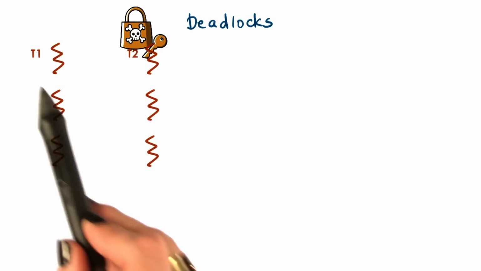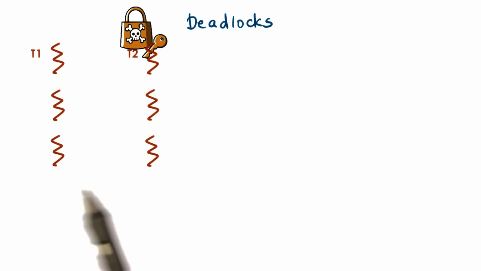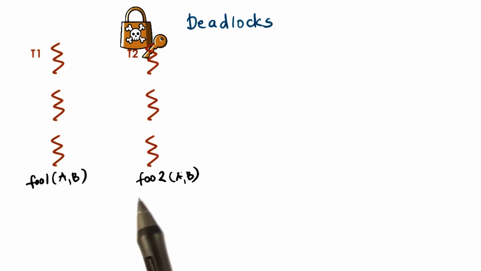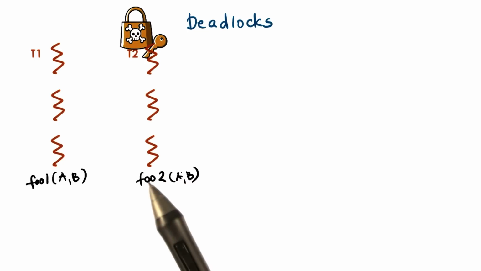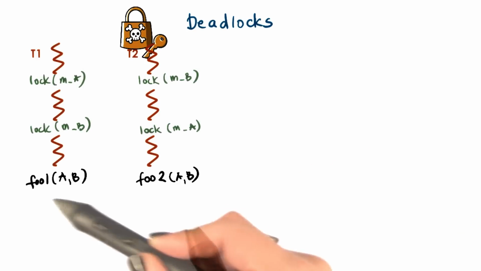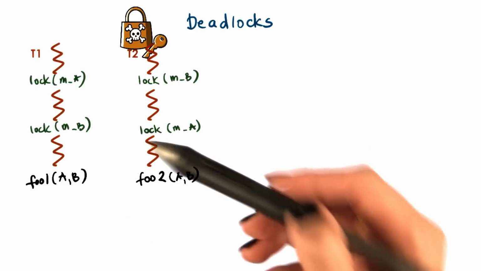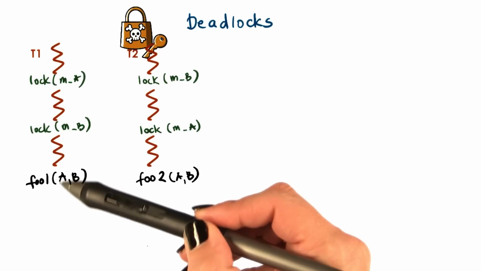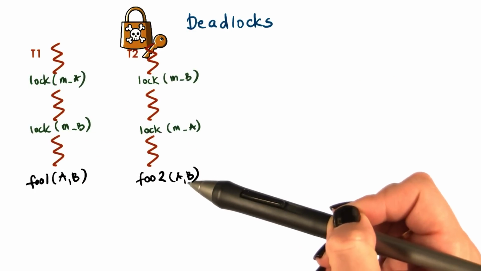So we have two threads, T1 and T2. They need to perform some operation involving some variables A and B. And in fact, the two threads don't even need to perform the same operation on A and B, but let's say they both need to access these shared variables A and B. Before performing these operations, they must lock the mutexes that protect the shared variables A and B.